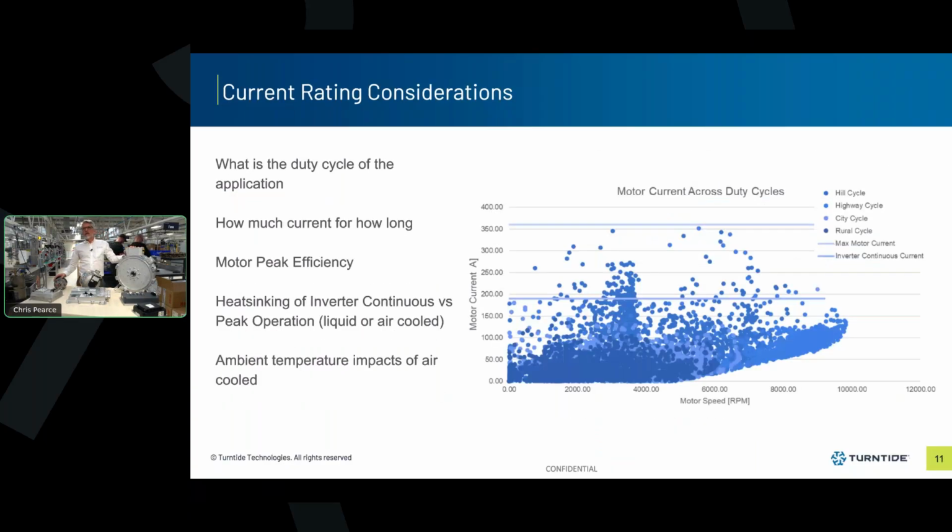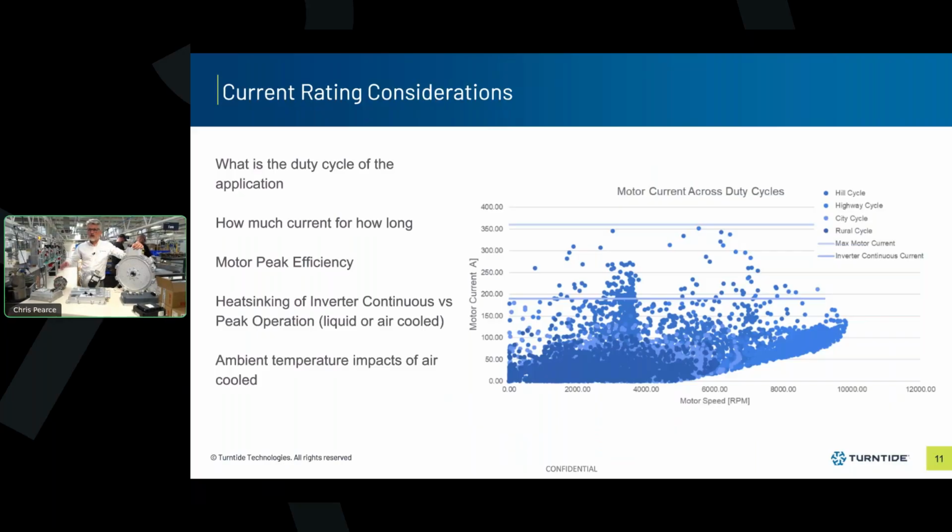Okay. So back to our previous example in terms of current rating considerations now, inverters typically specify a peak overload rating and a continuous rating. The continuous rating is the 1 hour rating at which, with the right heat sinking, the product will operate and output current continually.